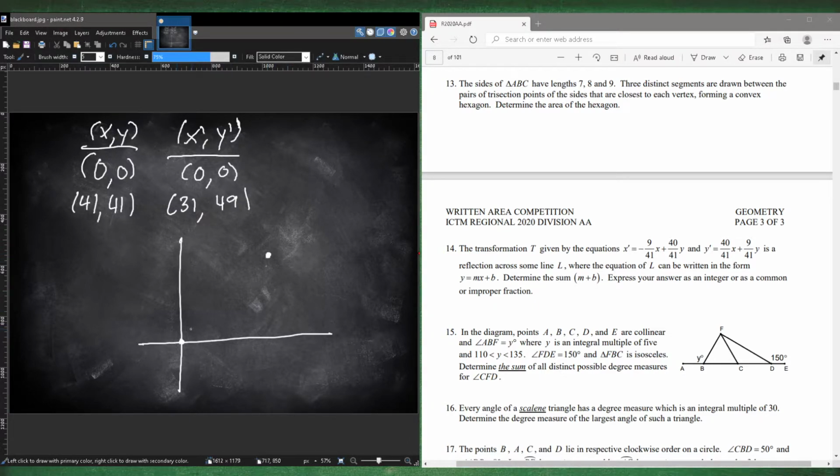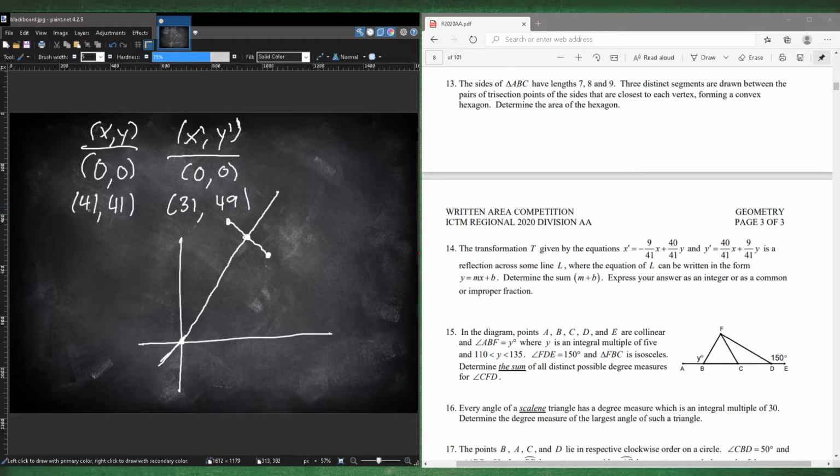and we have a point that transforms to (31, 49), so 31 and then 49, all the way up here. So basically we need to find the midpoint between these 2 points, and then there's a midpoint right there. And then basically a line of reflection is going through these 2 points. So we need to find that midpoint.